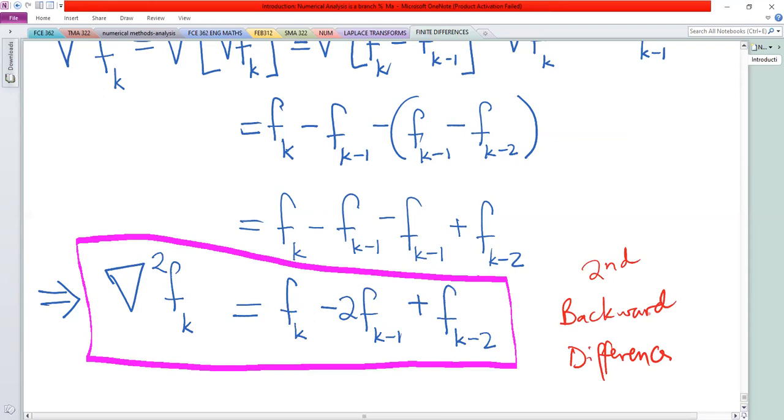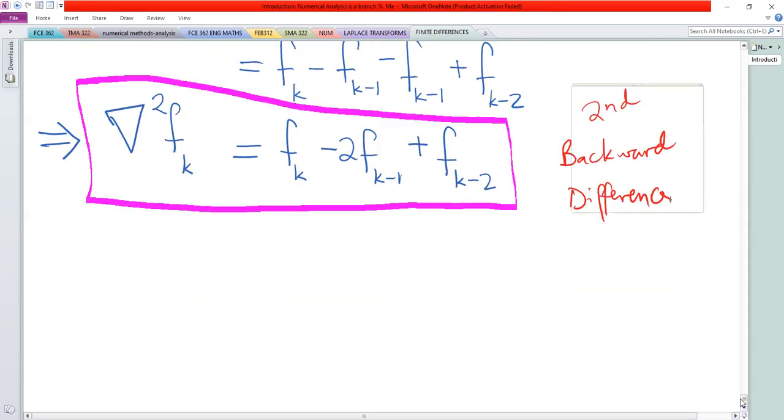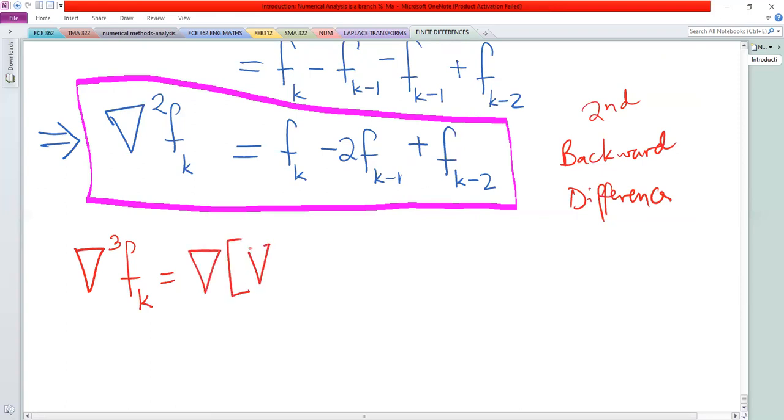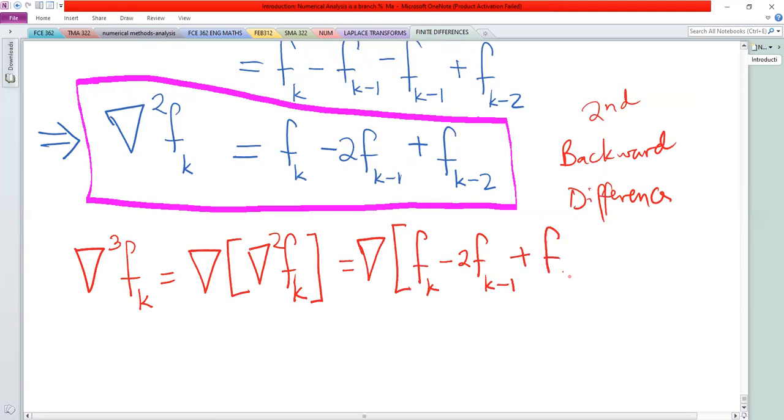Now we can also define the third backward difference. So the third backward difference will be backward power 3 of fk, which is the same as backward of the second backward. Now we have already defined the second backward, so this will be backward of fk minus twice fk minus 1 plus fk minus 2.